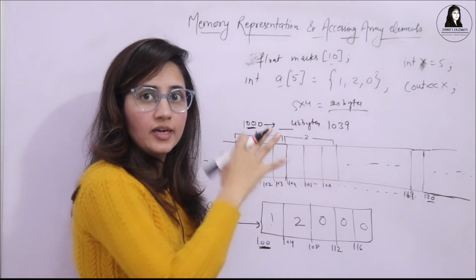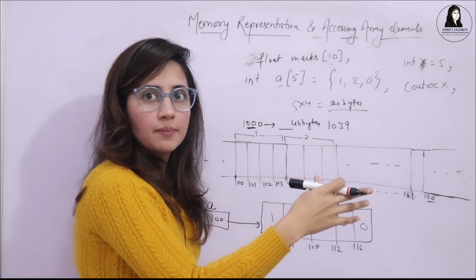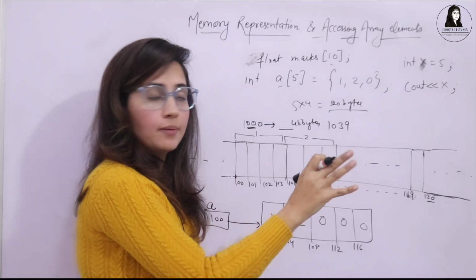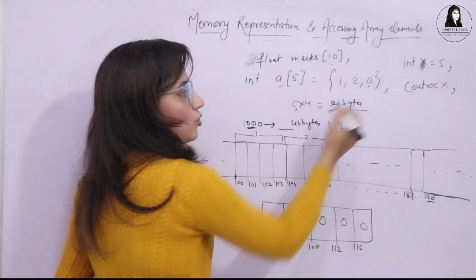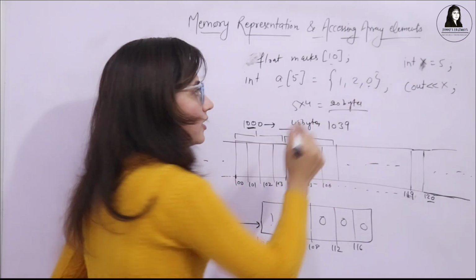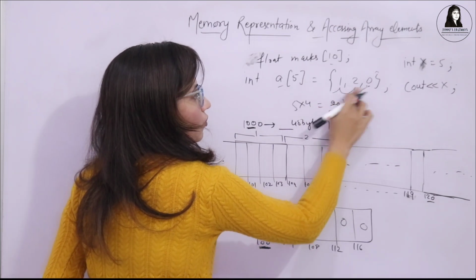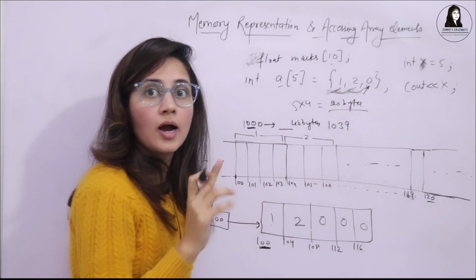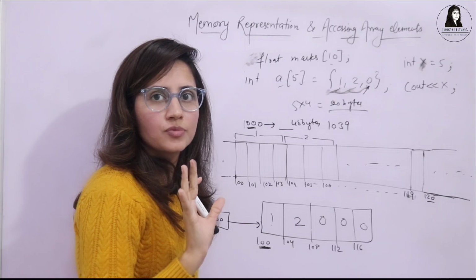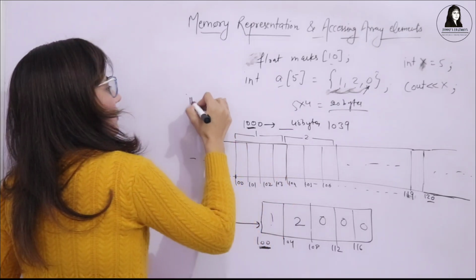So first thing, randomly you can access any element. Directly you can access any element of the array. If you want to access 0, directly you can access. It's not like that you have to go from 1 to 0. No, directly you can access this 0. How? Using indexing. Using index actually.